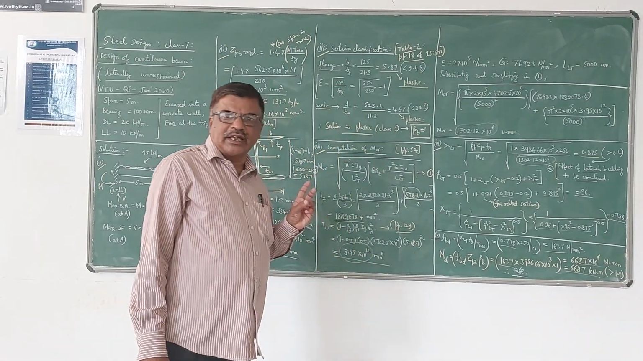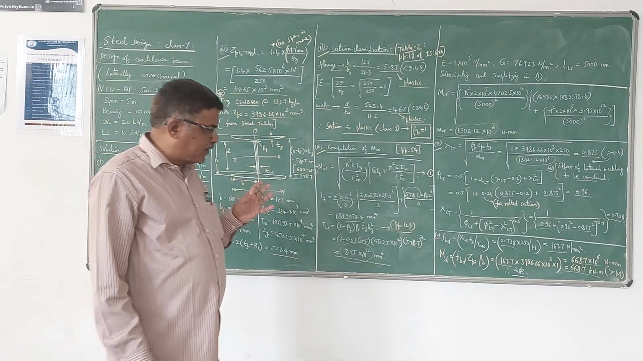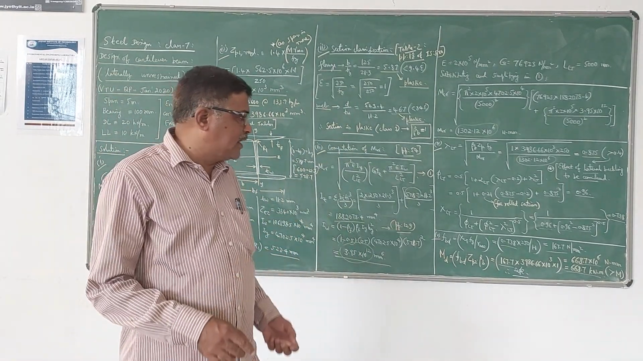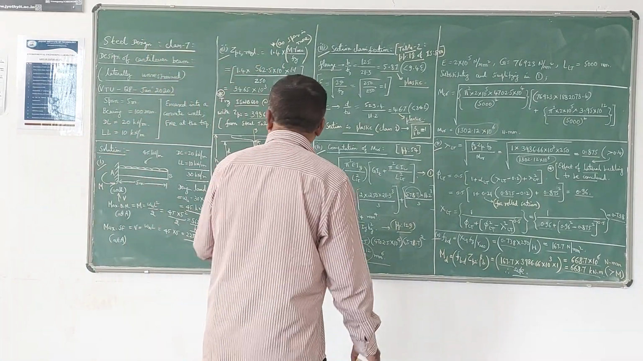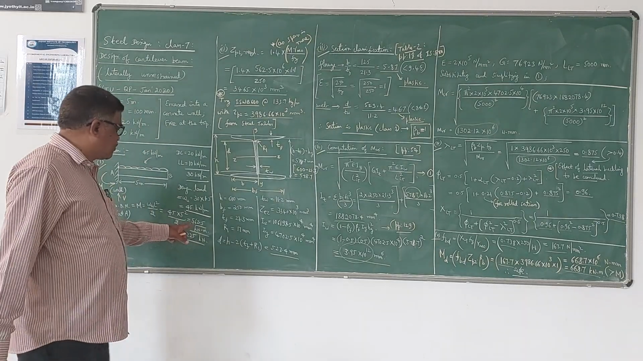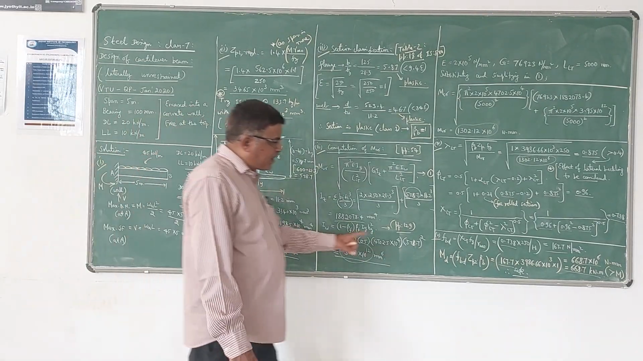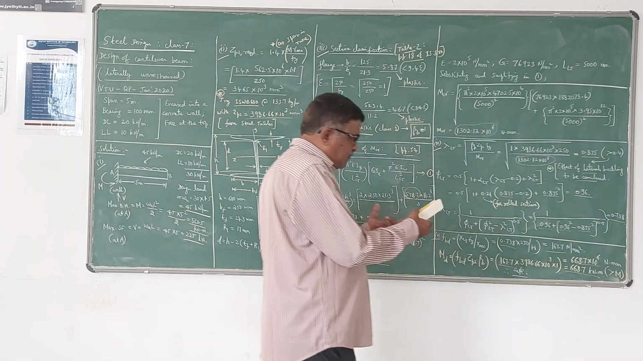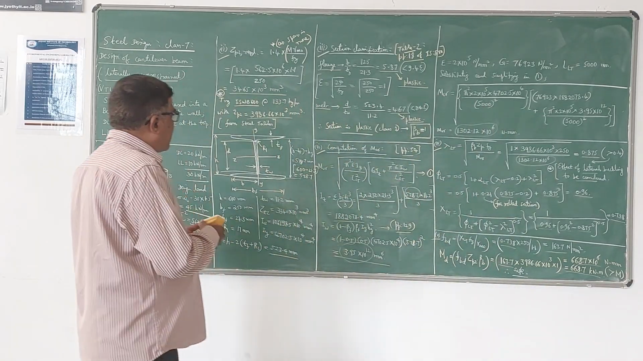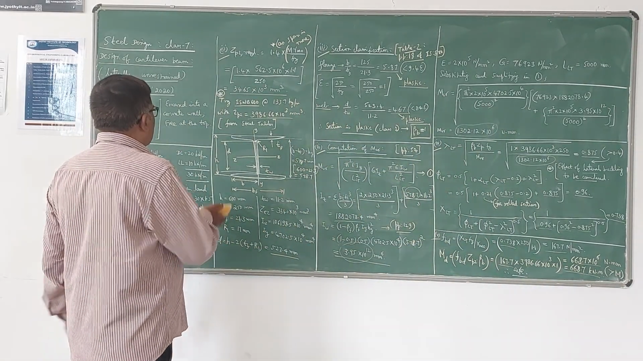So the check is that whatever MD value you are going to get, it should be greater than the maximum bending moment M. Of course, in this case you will get it. The maximum bending moment is 562.5 kilonewton meter. The MD obtained is somewhere here, nearly equal to this. So it will be greater. That means it is safe against bending.